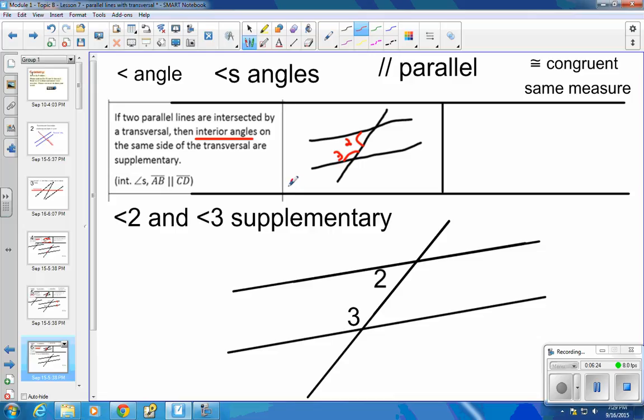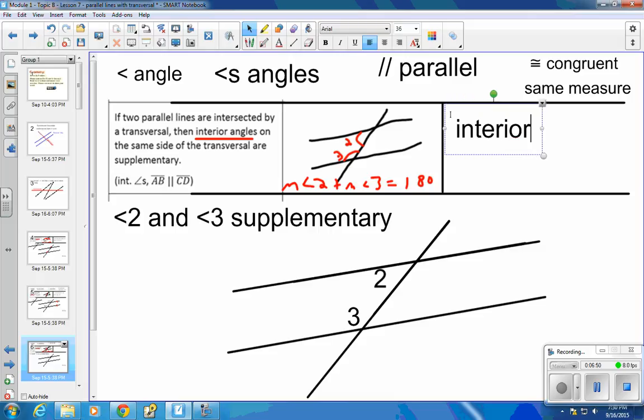Down here you're going to say angle 2 plus the measure of angle 3 equals 180. And let me go back and move that all over just a little bit and add an M up here. So the measure of angle 2 plus the measure of angle 3 equals 180. And what I write in this part is interior angles on the same side of this transversal.